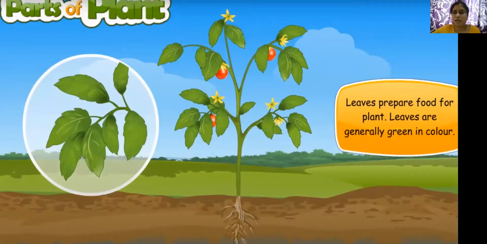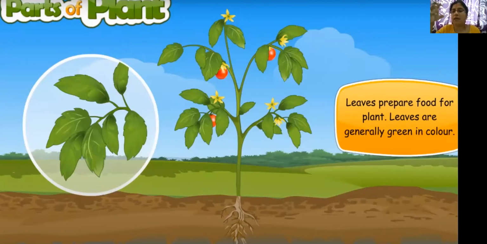Next come your leaves. Yes, leaves. The green part of the plant which is of different sizes and textures. So leaves are the part of the plant which prepare food for the plant. And leaves are generally of green color, but we have seen red leaves also. We have seen yellow leaves also. Yes, for different plants, but generally they are of green color.